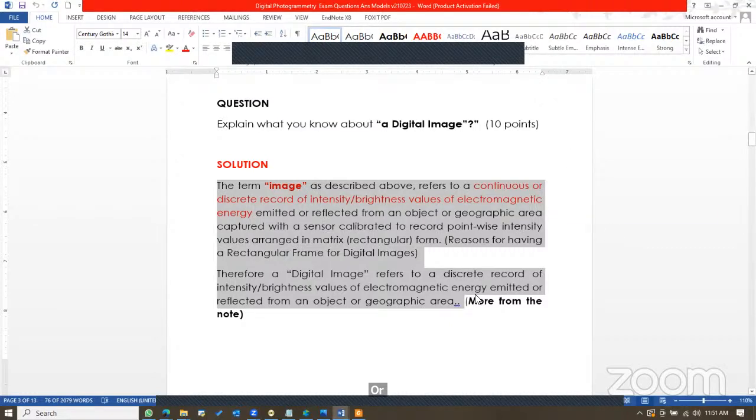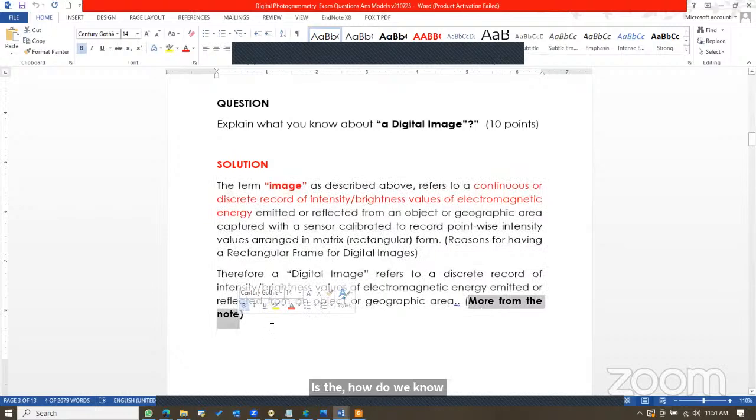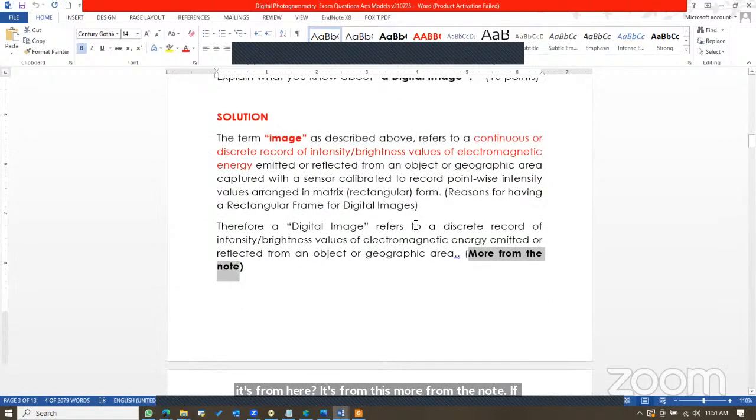But how do we know? It's from here. It's from this, more from the note. If he can give us more than what we have here, why not? It's good to have his mark. It shows me that he understood it to the core, not that he was able to cheat his way out.